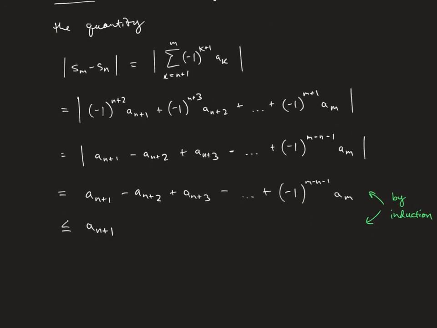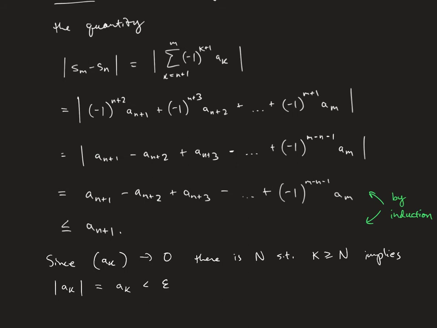So where we go from here, we just say since a_k goes to 0, there is an N such that when k is bigger than or equal to that N, we have that the absolute value of a_k, our a_k's are positive, so this is just a_k, is less than epsilon.